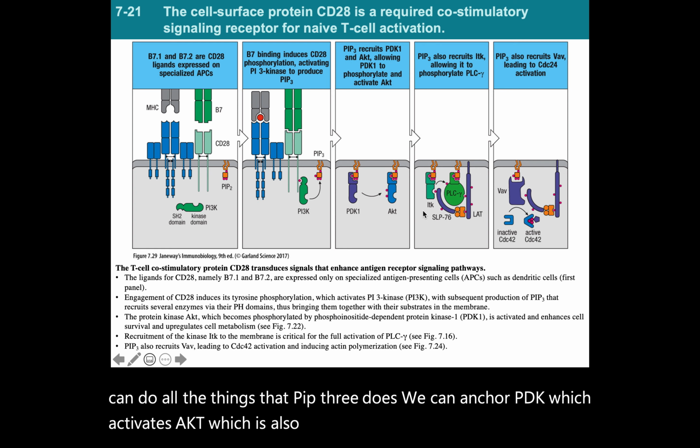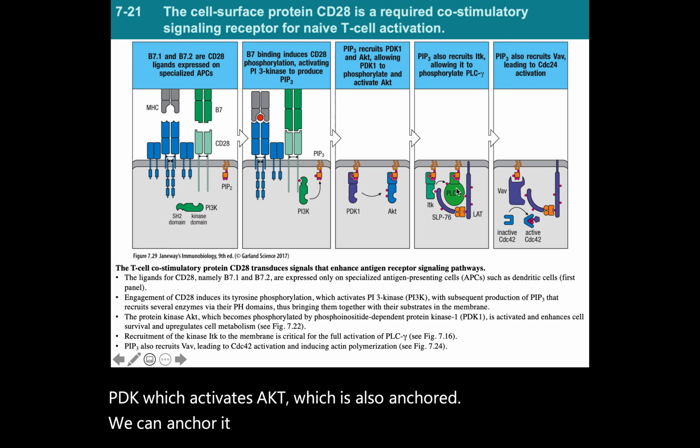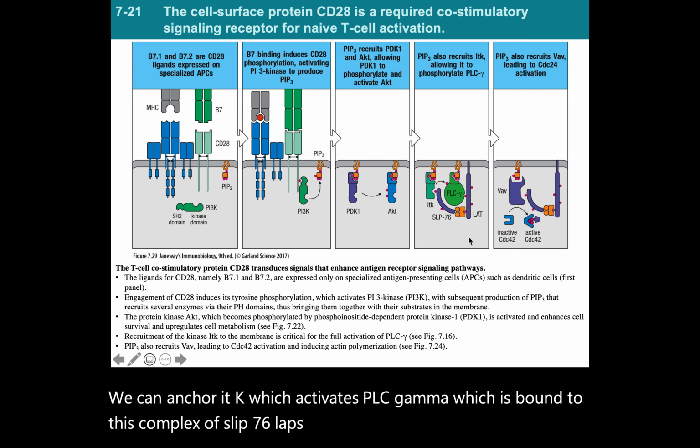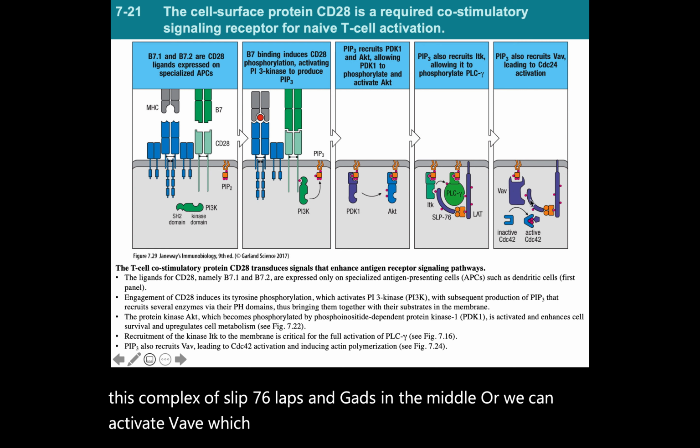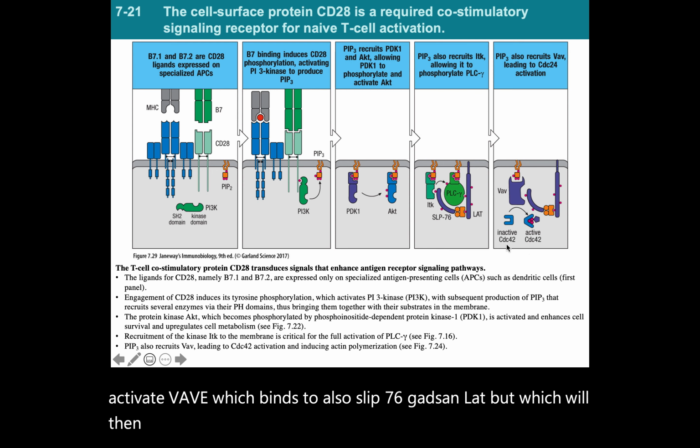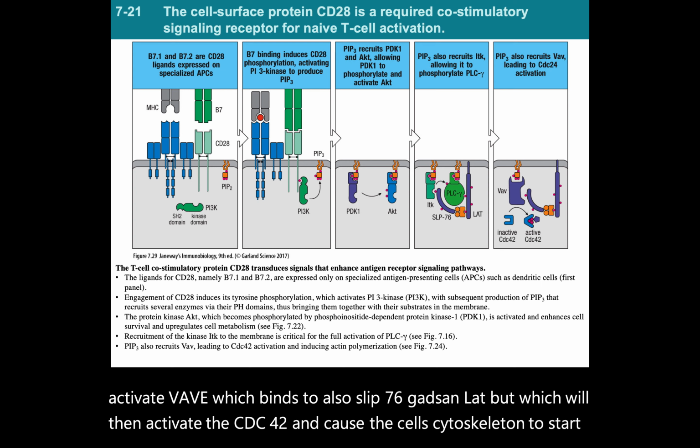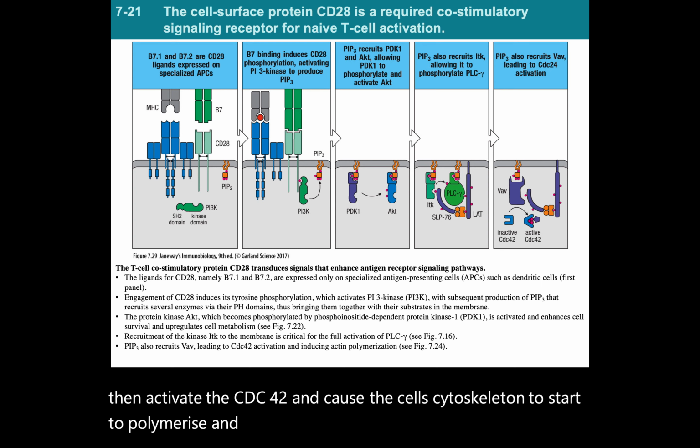We can anchor ITK, which activates PLC gamma, which is bound to this complex of SLP76, LAT and GADs in the middle. Or we can activate VAV, which also binds to SLP76, GADs and LAT, but which will then activate CDC42 and cause the cell's cytoskeleton to start to polymerize and cause the cell to start to move.